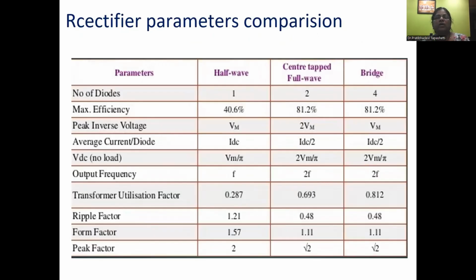This is a comparison of the half wave rectifier, center tap full wave rectifier, and bridge rectifier for different parameters like the form factor, ripple factor, efficiency, output frequency, etc. So these are the different parameters.